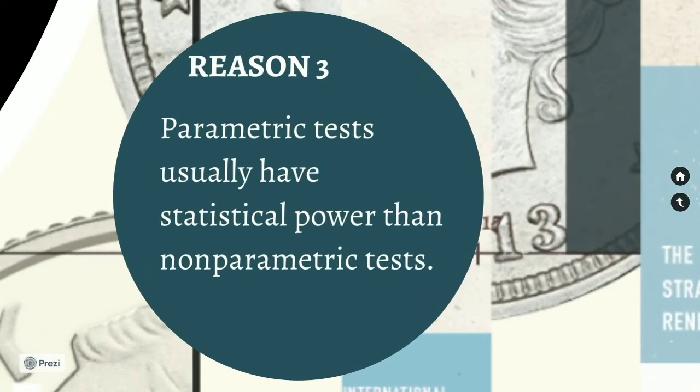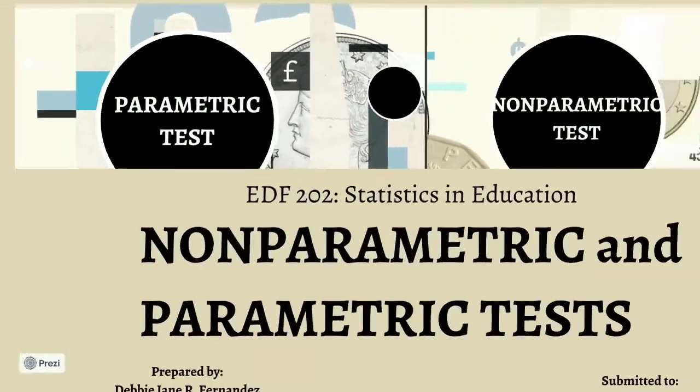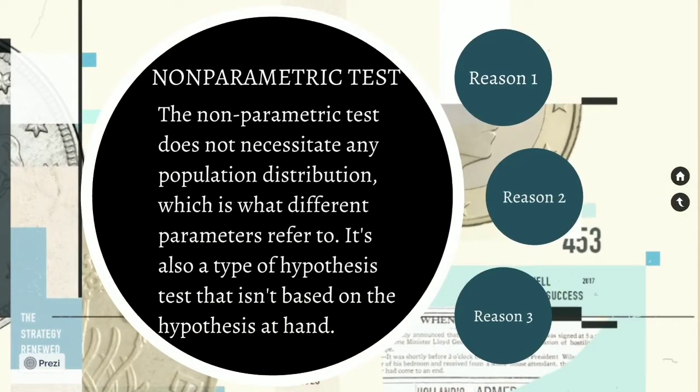Last reason is that parametric tests usually have more statistical power than non-parametric tests. And thus, you are more likely to detect a significant effect when it truly exists. Now, let us look at the reasons why or when we are going to use the non-parametric test. The non-parametric test does not necessitate any population distribution assumption, which is what different parameters refer to.